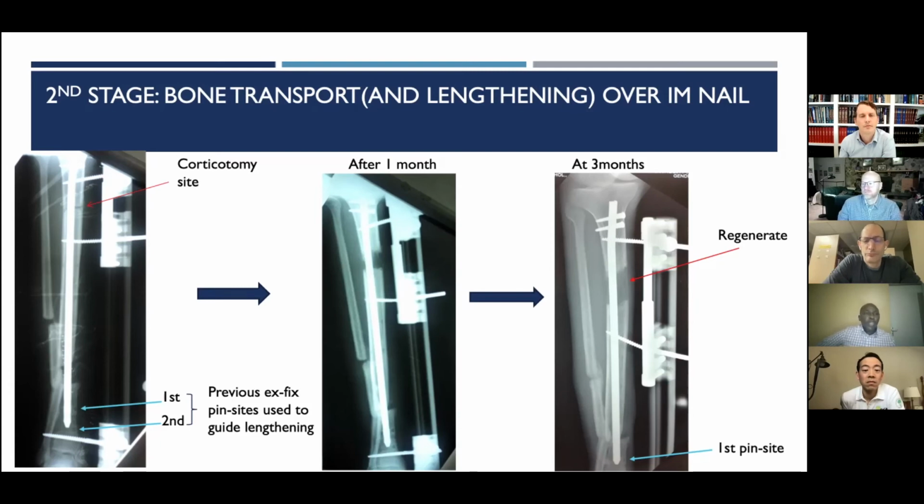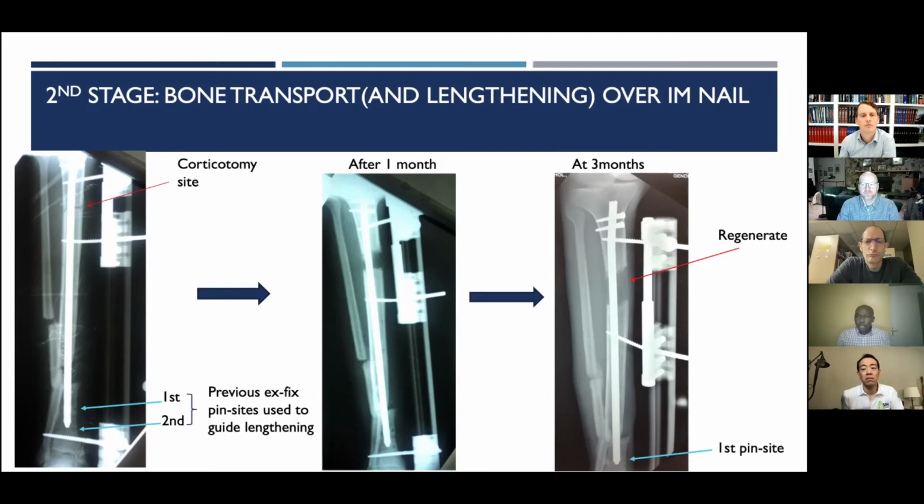The image to the extreme left shows you the proximal corticotomy site. And then distally, you can see the previous two pinhole sites. Those will help you when you're doing the lengthening, because this gentleman had two things. He had segmental bone loss, but also had limb length discrepancy. So after 1 month, as you can see in the middle X-ray, the end of segmental transport, we progressed with the limb lengthening.